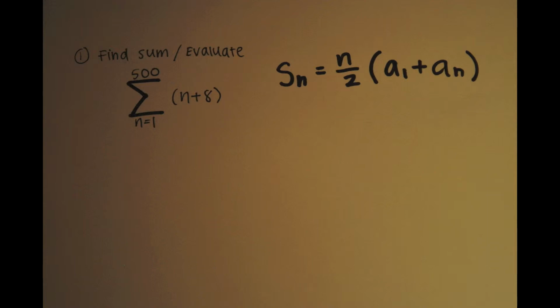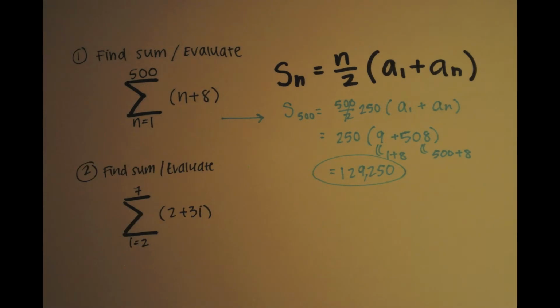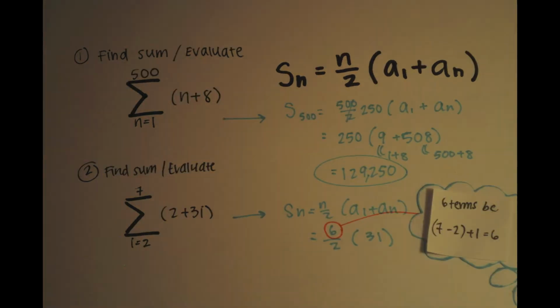If there is a question about sum like this, you can use this formula. Once again, plug in numbers and you get your answer. If there's a similar one with index equaling 2, you use the same formula, but be sure to use the correct number of terms. In this case, there are 6 terms.